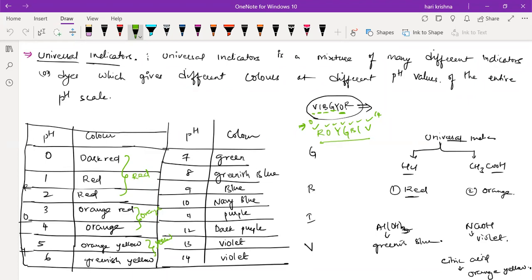Suppose you got the blue color. Then what could be the pH value, out of 2, 7, 11 or 10? They have dipped the universal indicator in four different solutions. Then what could be the pH range? Out of A, B, C, D, which one is correct? Option C, that's all.